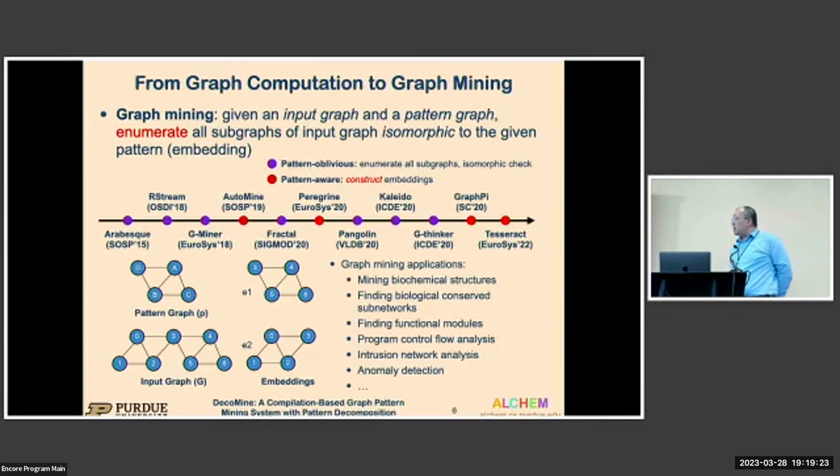Graph mining has applications in many real-world problems. For this reason, in the system and database community, researchers have built different kinds of systems over the years. In general, we have 2 methods. One method is called pattern oblivious. It means that we want to enumerate all the subgraphs up to a certain size and check whether each is a match of the pattern. The other one is called pattern aware. Basically, we want to construct the embeddings based on the pattern.